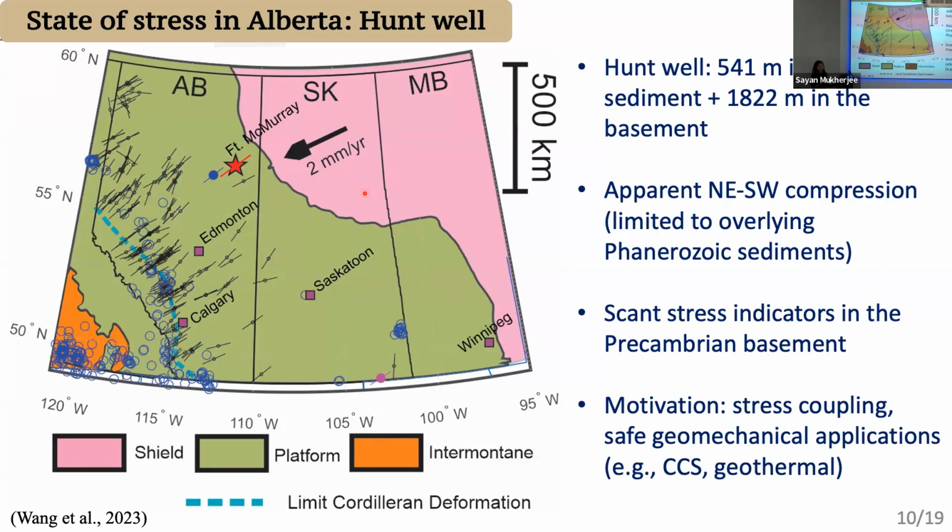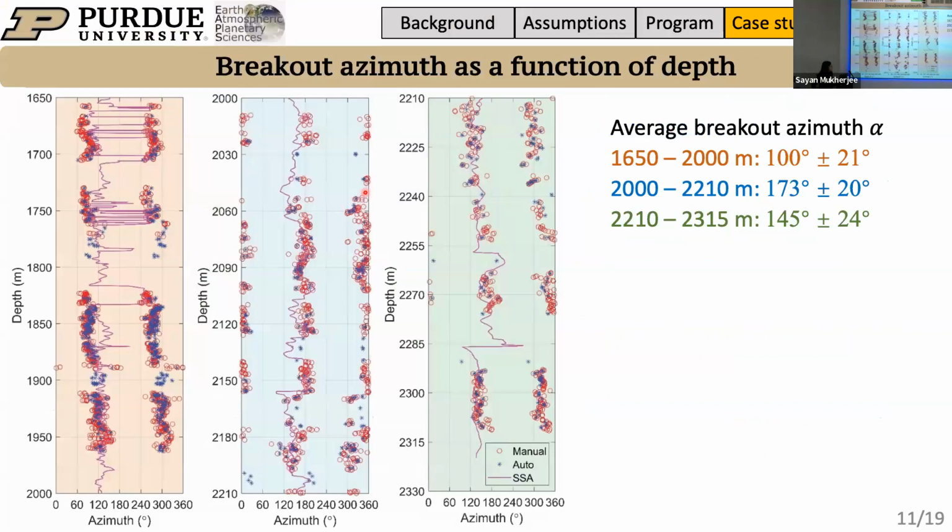And there are many cases where, even though we are injecting the CO2 into the lowest sandstone layers, we can observe the seismicity actually propagating into the craton. Therefore, we need to know the stress in the craton. And after analyzing the caliper logs and also the image logs, the figures here show the breakout azimuth as a function of depth.